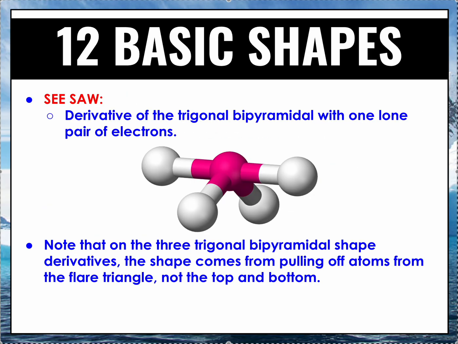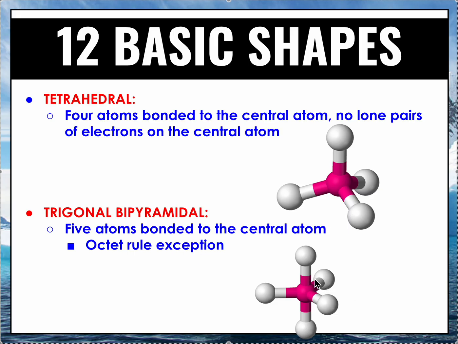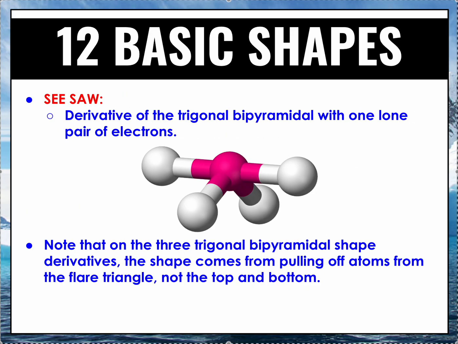Now, seesaw is a little bit different. It's a derivative of the trigonal bipyramidal. However, it replaces one of those bonds with a lone pair. So now we have four bonded species, but one lone pair on the atom. So note that there are three trigonal bipyramidal shape derivatives. The shape comes from pulling off atoms from the flat triangle, not on the top or the bottom. So the flat triangle is what we have as this little species here, and I'll go back to show you. The flat triangle is that trigonal planar shape that we have there, and usually it takes that shape and the derivatives from that shape that we know.